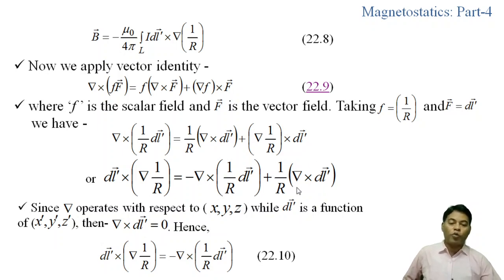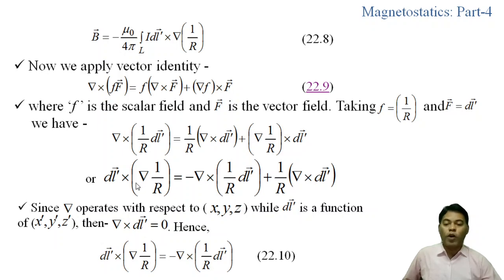Now the question is, why is this last term 0? You see that this grad is the differential operator. So this operator works on the point whose coordinate is given by x, y and z. But this dl prime has the coordinate x prime, y prime, z prime. That is why, if we apply the operator on the coordinate x prime, y prime, z prime, the last term will be equal to 0.